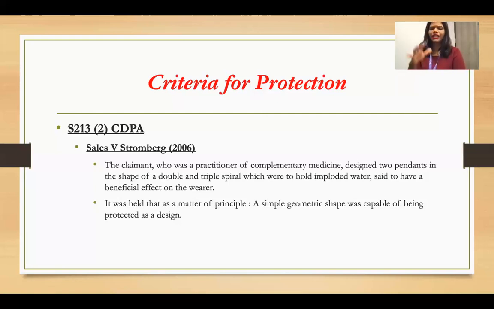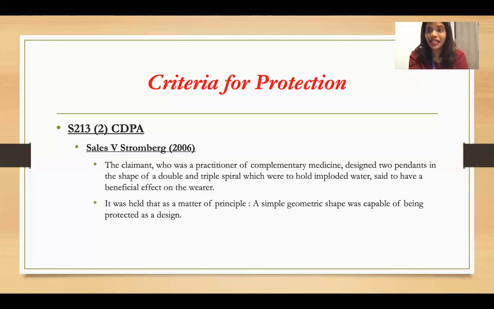So I repeat, this case is purely about the pendant that can actually heal your aura or remove negativity. And it says that it is very beneficial if you wear that particular chain. So this is what the court held. The question that arises is whether that particular pendant can be considered as a shape or not, and the court held that yes, it can be held as a shape even though it is just a very simple geometrical shape.